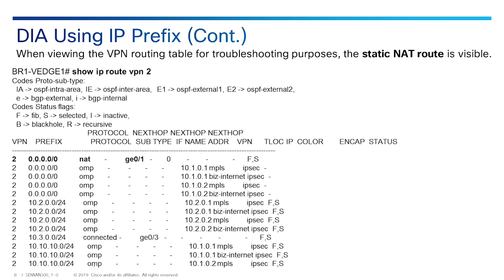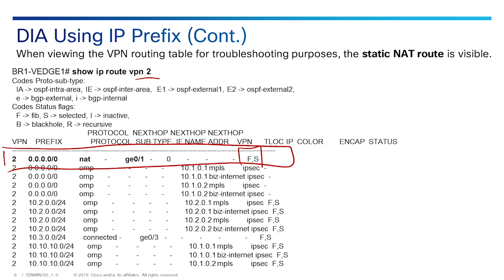When viewing the VPN routing table, with show ip route vpn, let's say 2 in this instance, for troubleshooting purposes, the static NAT route is visible. Okay? So here's the static NAT route. Notice the F and S here. That means it is a selected route, which means it's the route you're going to use. Notice these other 0.0.0.0 routes are not selected.